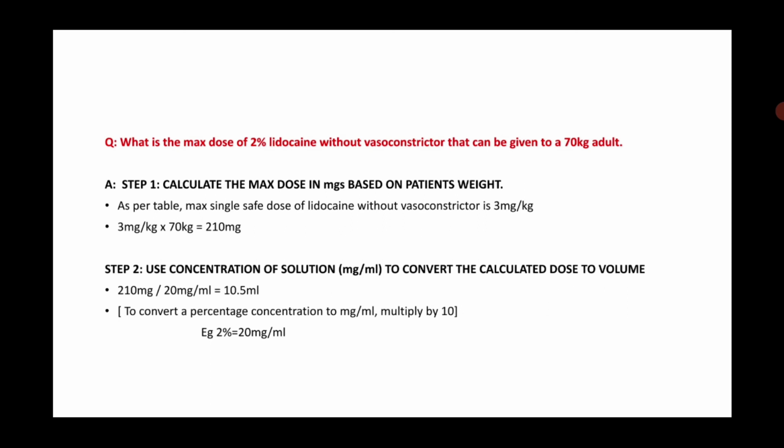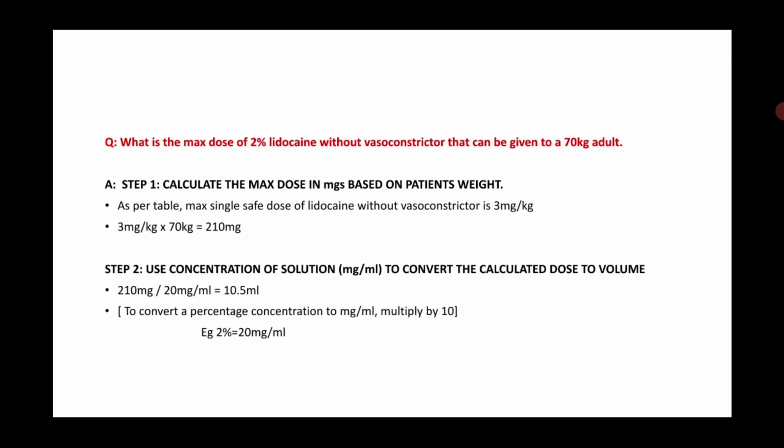For each kilogram, you are allowed to give 3 milligrams of LA. So the person is 70 kg. The total amount of LA that can be given to that person is 3 into 70, which is 210 milligrams. Now this is in the form of milligrams and you want to convert it into volume. How are you going to do that?